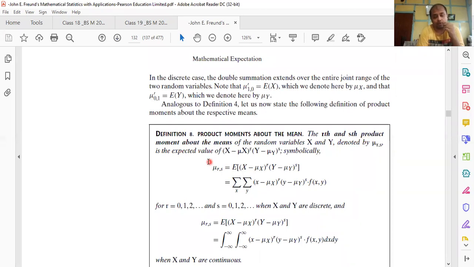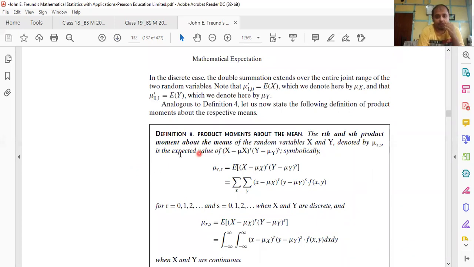Though you have to keep in mind that this is not the usual practice for every author. In some authors' books, you will find that they retain this symbol with prime for product moment about origin and without prime for product moment about mean, or they just reverse the order. But before you use this, you have to clarify which is which.